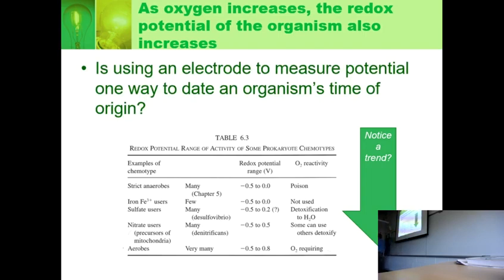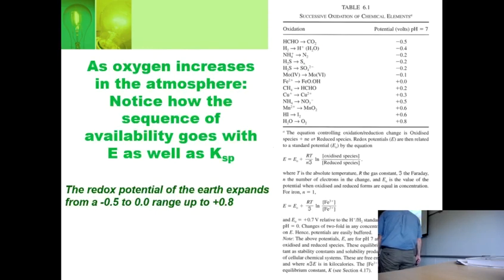So could you use an electrode, measuring the redox potential of the environment where the thing likes to grow, as one way of dating how old the organism is?